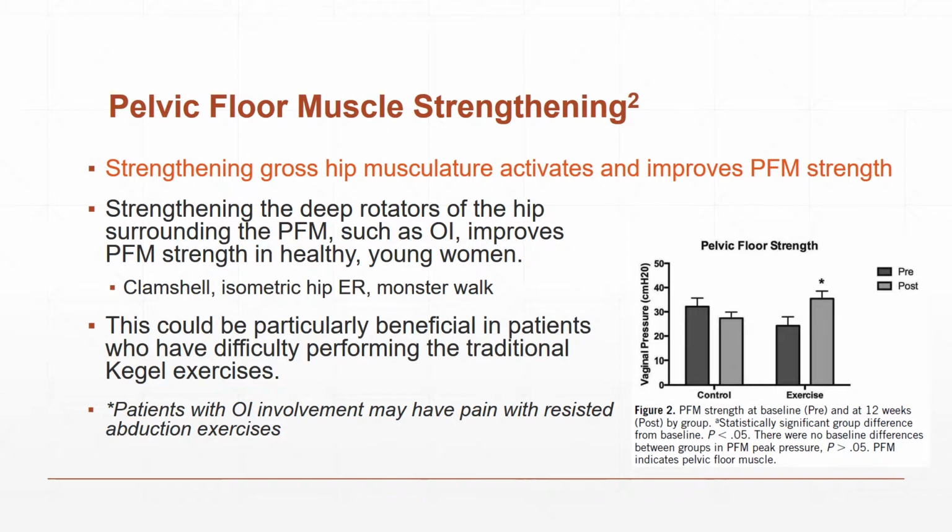So they found that doing exercises such as clamshells, isometric hip external rotation, and monster walks improves hip abductor strength, but it also improves pelvic floor muscle strength. So this tells us that if a patient has difficulty performing Kegels, this could be beneficial in helping to assist with pelvic floor muscle strengthening, even if you just do your typical ortho hip abduction exercises. However, I'm going to bring up this point that if the obturator internus is involved, patients might actually have increased pain performing these movements, such as clamshells and resisted external rotation.